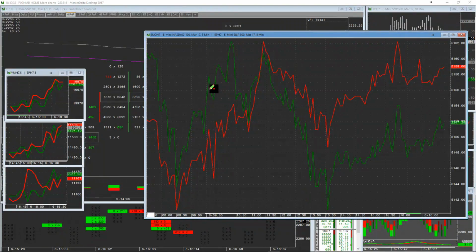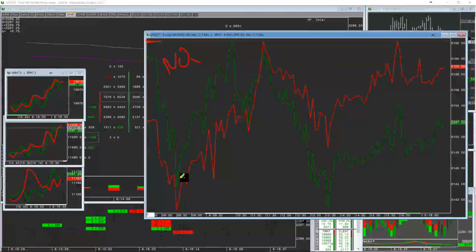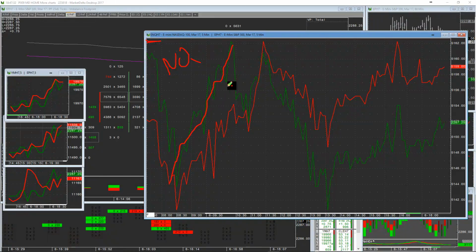Well, why? The NASDAQ market moves in positive correlation with the S&P 500. When the S&P 500 climbs, NASDAQ climbs as well. In fact, NASDAQ leads the S&P 500. And if you didn't know that, now you know.